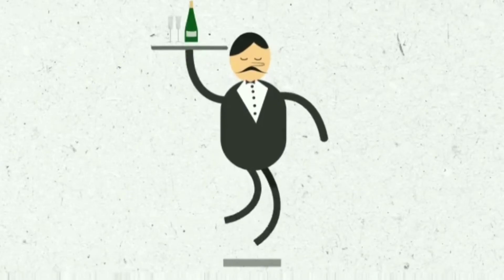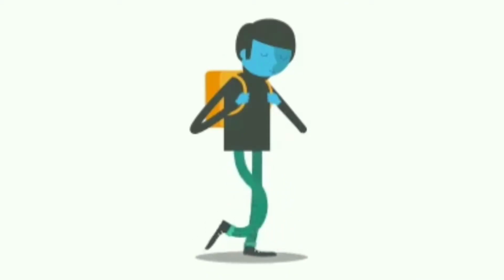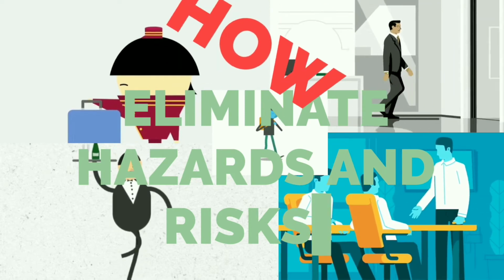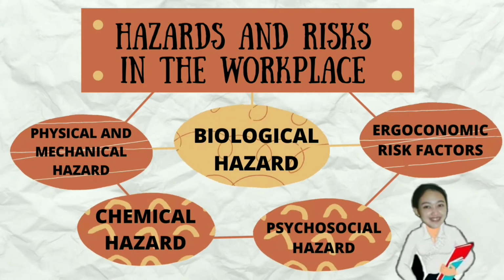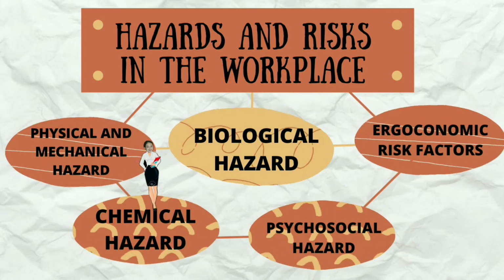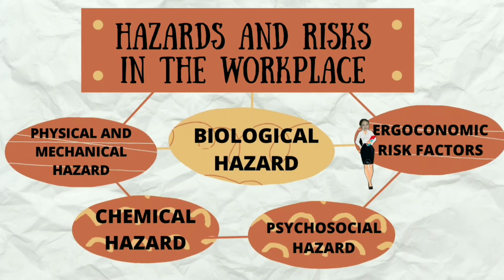For your additional information, let me give you an example. Wet floor is the hazard, but when you pass by, this is what you call the risk. As a worker in a restaurant or hotel, stakeholder, owner, or hospitality student, you must know how to eliminate hazard and risk in the hospitality industry. For your information, there are 5 workplace hazards: physical and mechanical hazards, chemical hazards, biological hazards, psychosocial hazards, and economic risk factors.